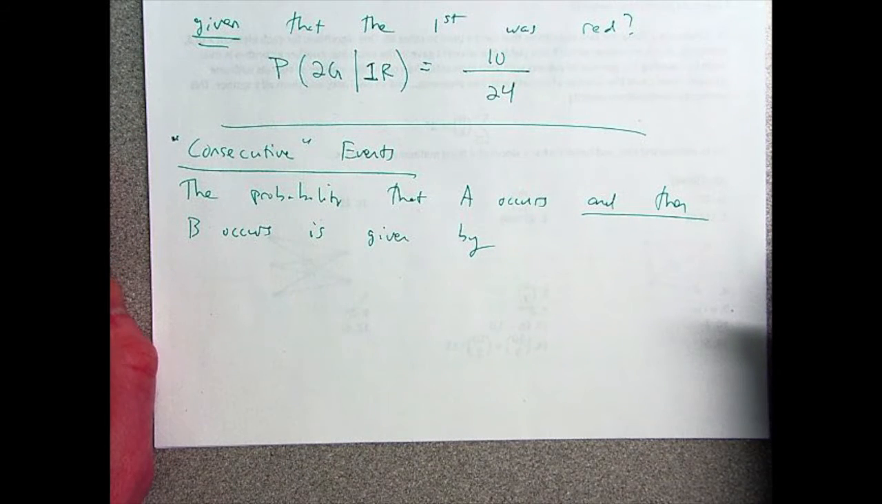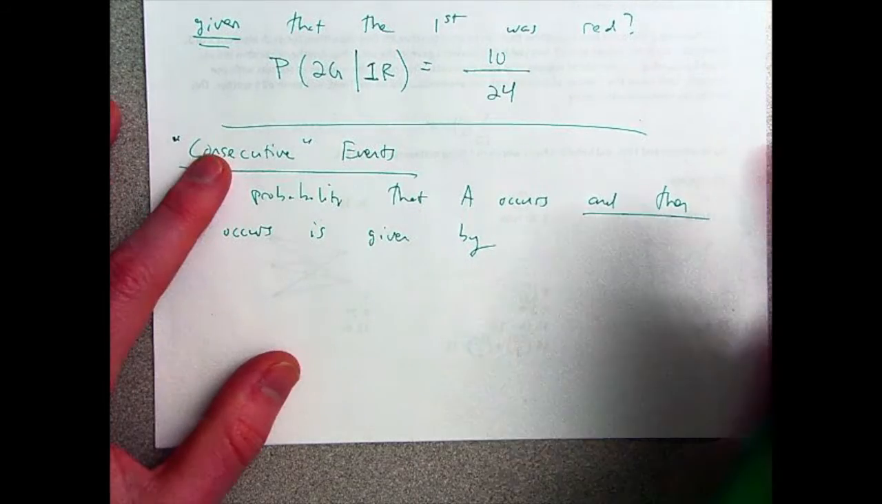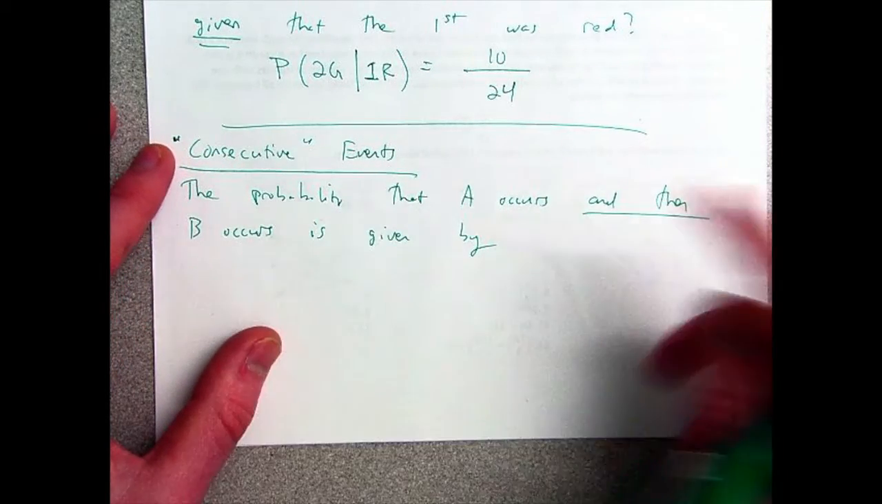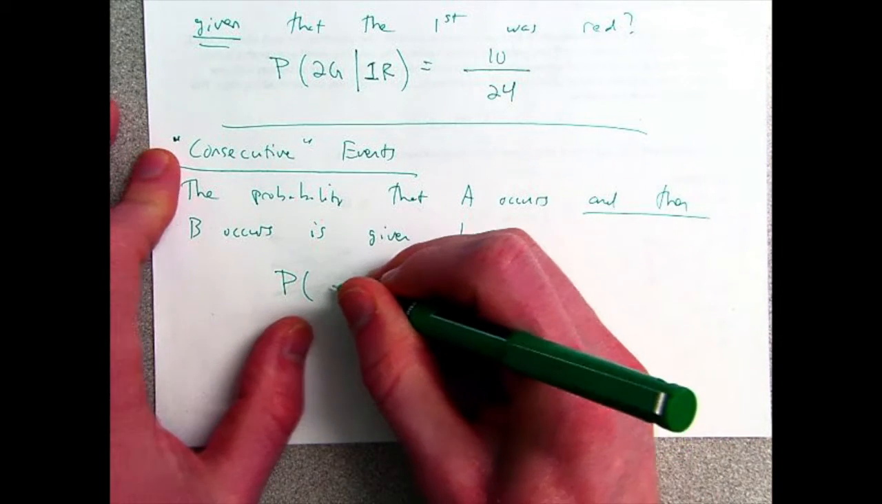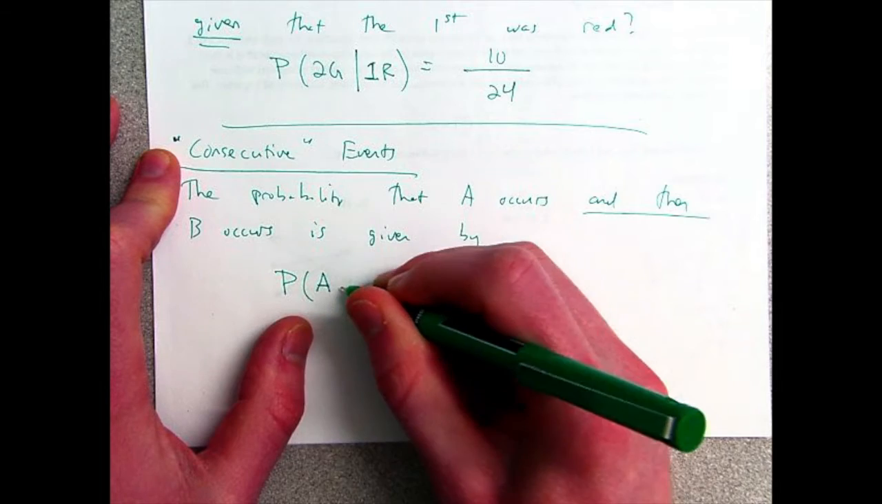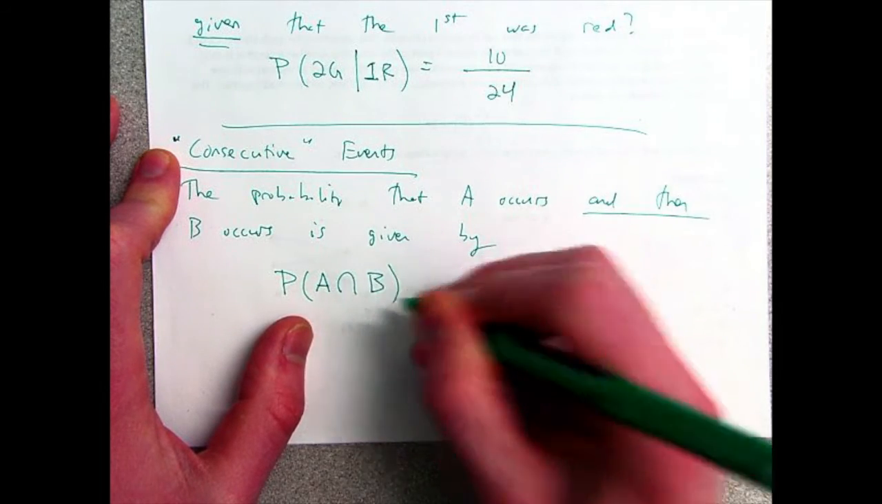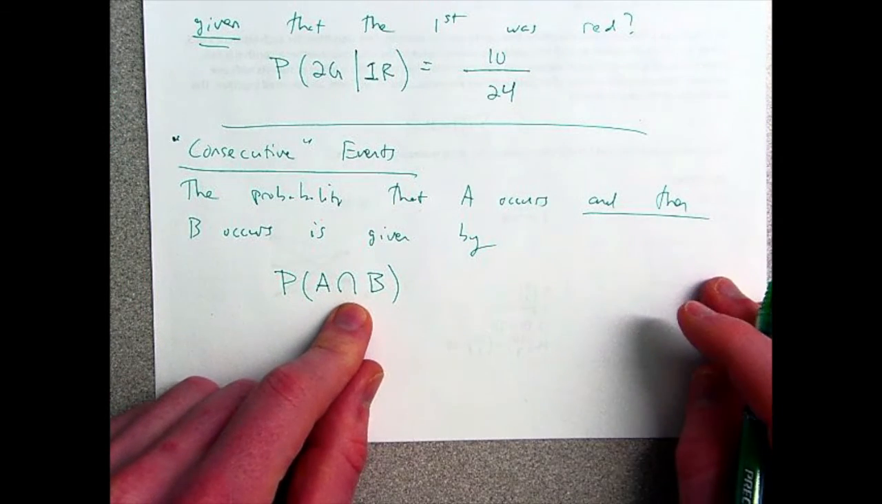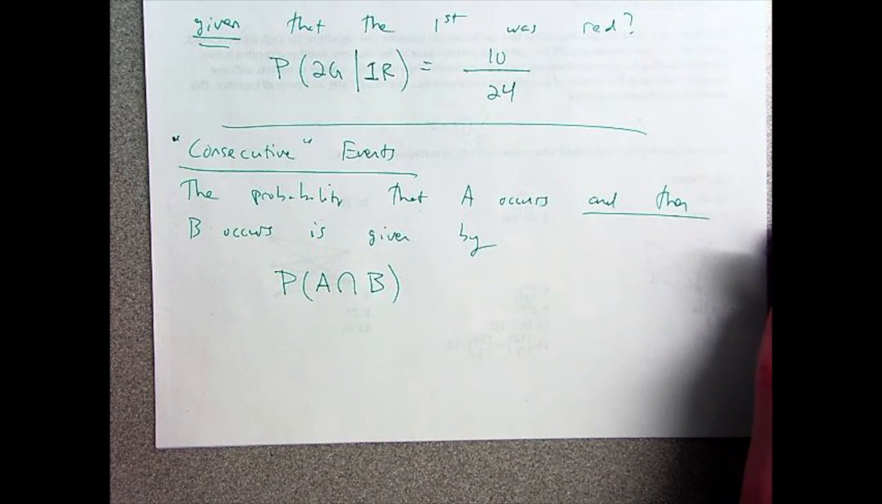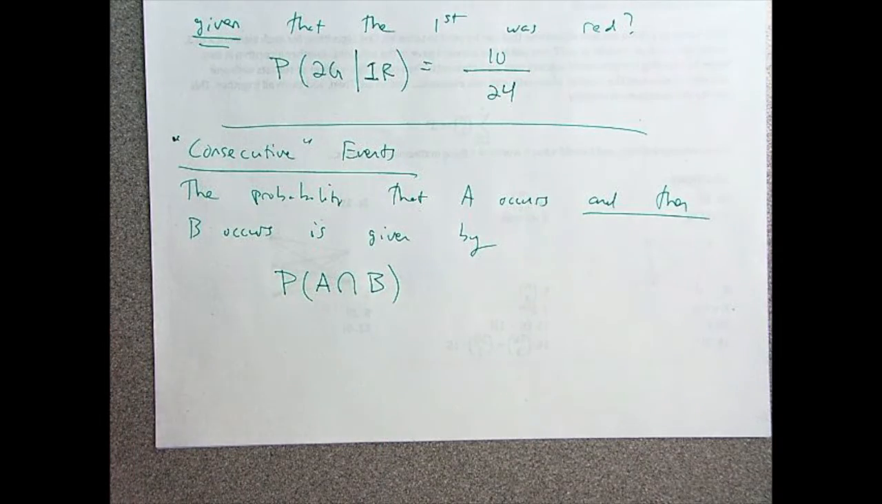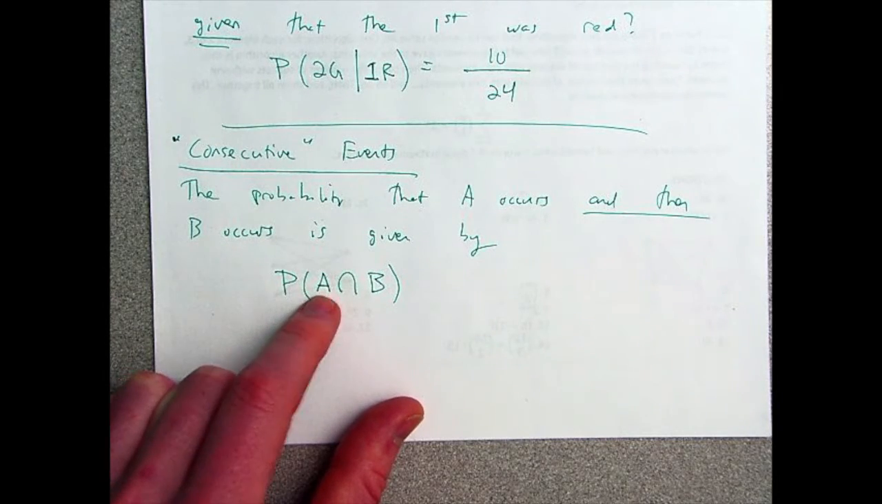So the idea is, you've got these two events, A and B, and I want to know the probability that A occurs and then after that event B occurs. Symbolically, what we write is the probability of A intersect B. So a quick note on this notation, you might remember this upside down U means the intersection of A and B. It really just means and. So this is the probability that both A and B occur.